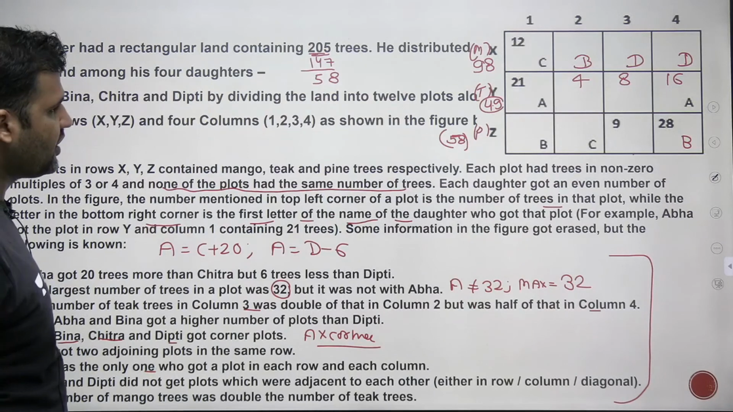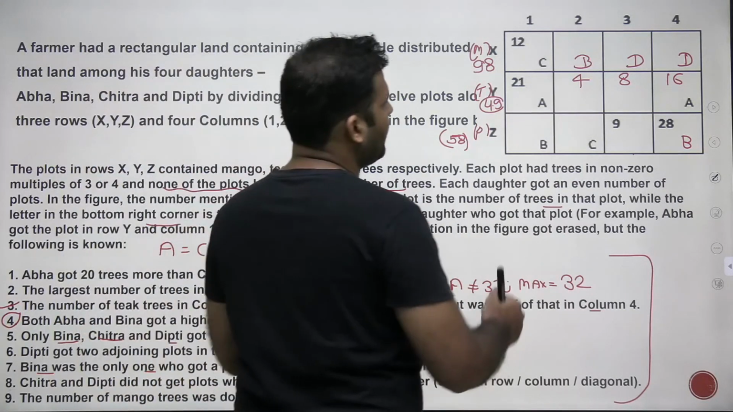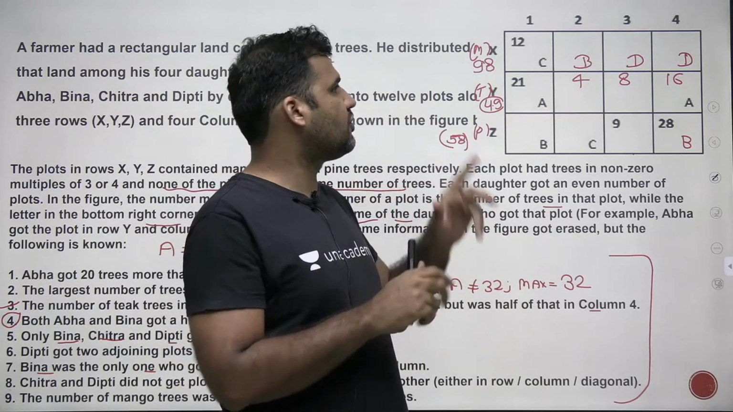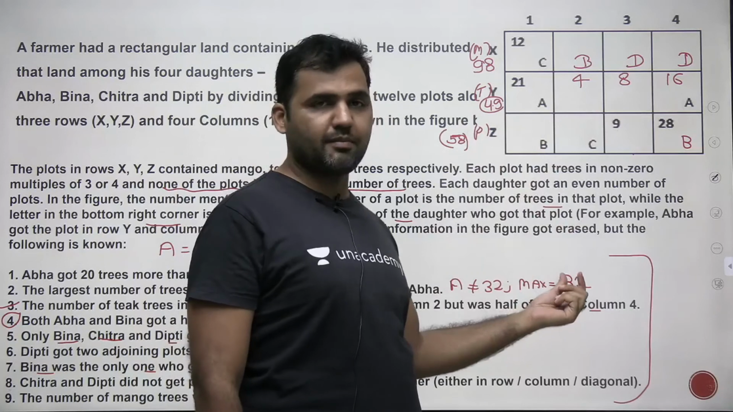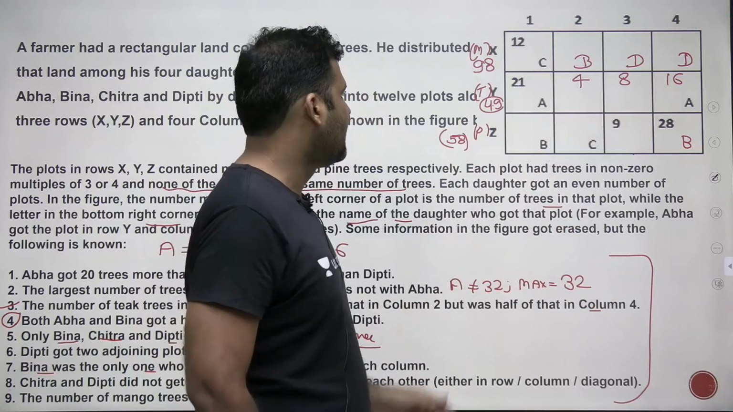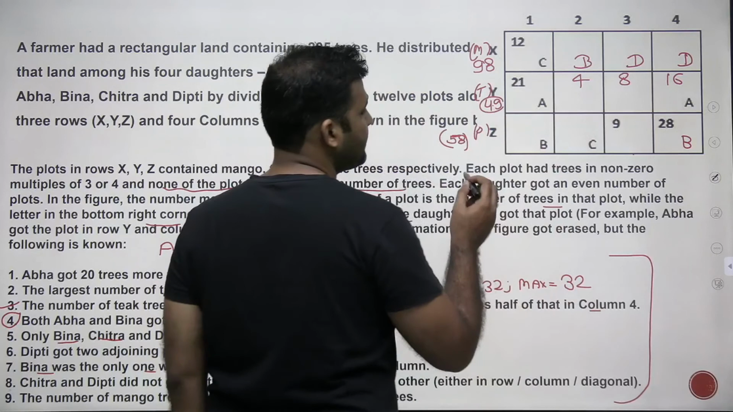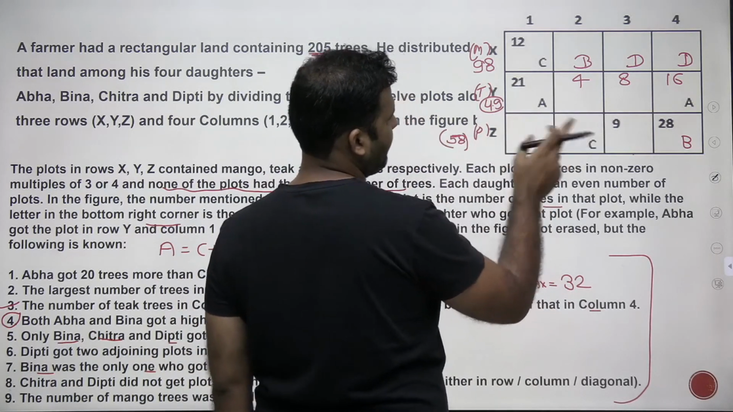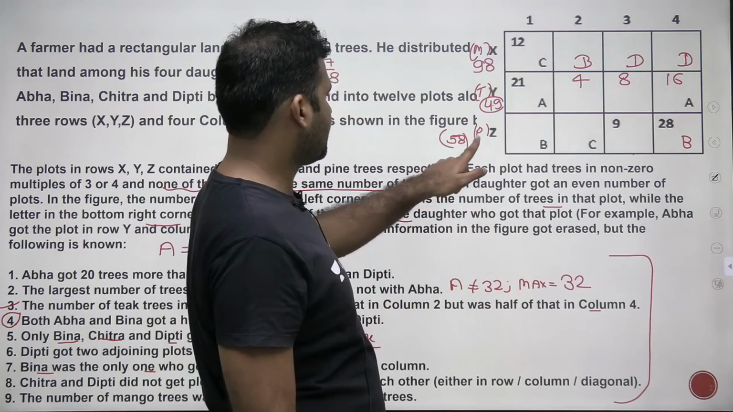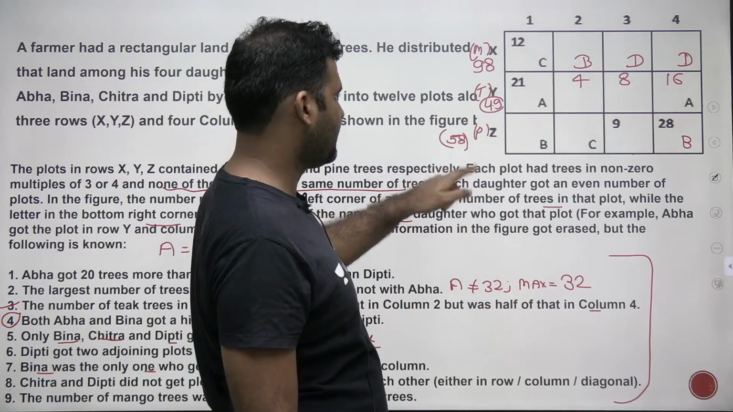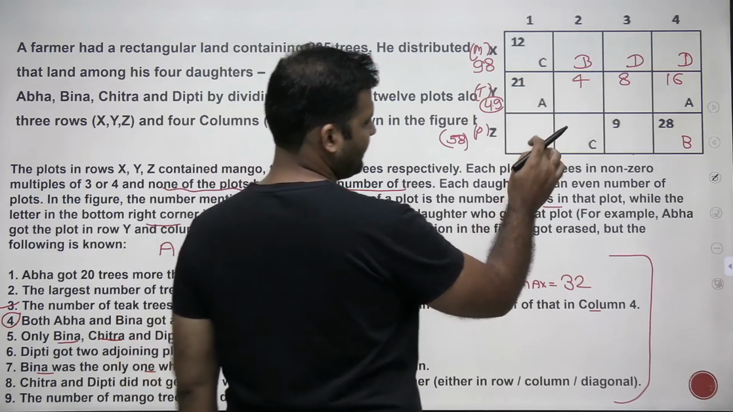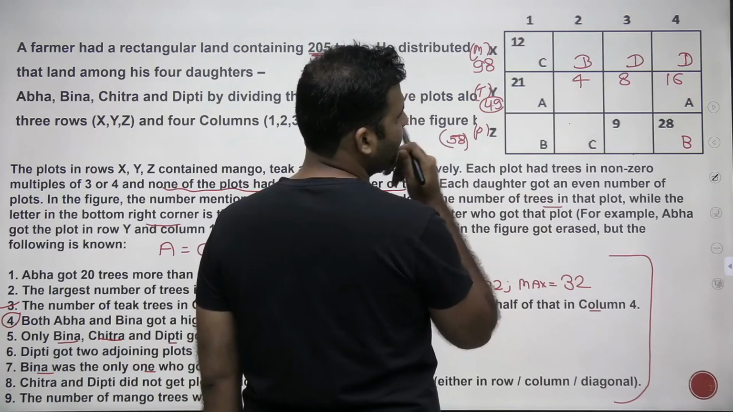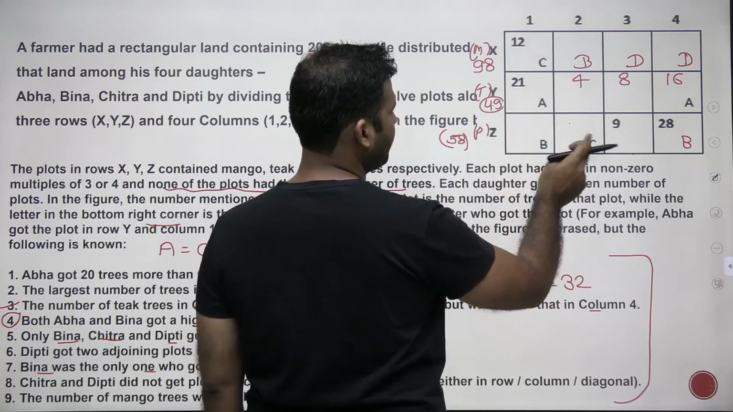So what's the next point that we need to use? What we can do here is, I know that there is one plot which is definitely having the maximum number of trees, and that is 32. Now, is it possible that any of these 2 will have 32 trees? Okay, let's see that. The total number of trees is 58 here, right? Can I say that these 2 values will definitely be equal to 58? Now, what are the possible combinations of having 58 here?